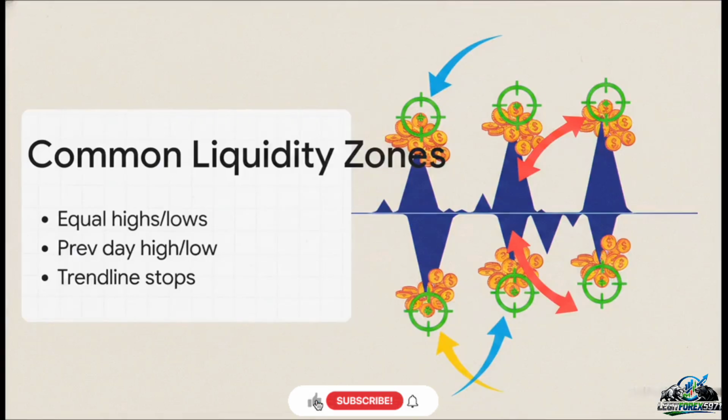So, where exactly do these institutions hunt? They're looking for equal highs, equal lows, previous daily extremes, and the stops resting just beyond those obvious trend lines. And the crazy thing is, traditional textbooks actually teach retail traders to put their stop losses in these exact, super obvious areas. It essentially turns them into sitting ducks for institutional stop hunts. Smart money just pushes the price right into these zones, grabs the liquidity to fill their massive orders, and then wham, reverses the market.